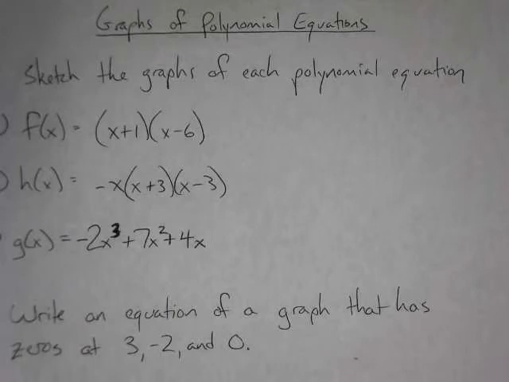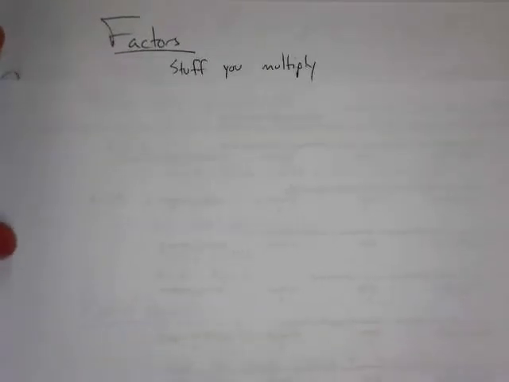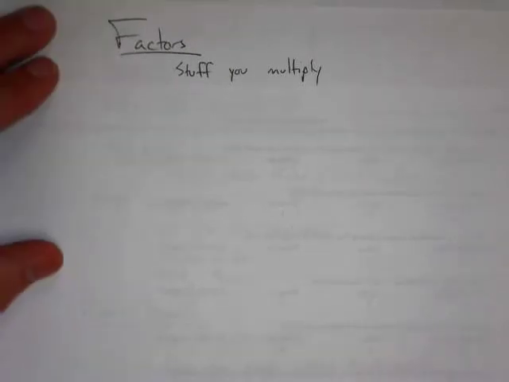And in order to do that, of course you know me, we're going to start with vocabulary. So if we're going to sketch graphs, we're going to have to deal with all the vocabulary from the unit that we have talked about. And one of the first things we talked about were factors. And if you remember the vocab for factors, they are stuff you multiply. Okay, so remember the vocab for factors, it's stuff you multiply.